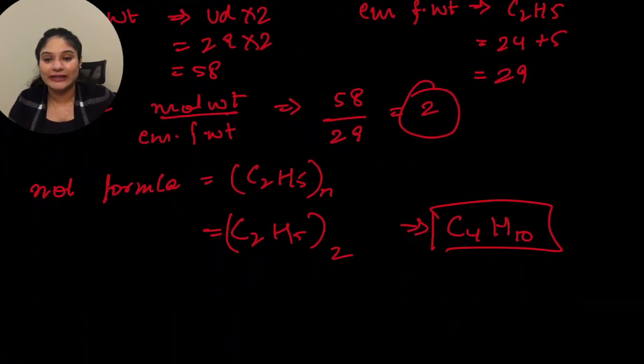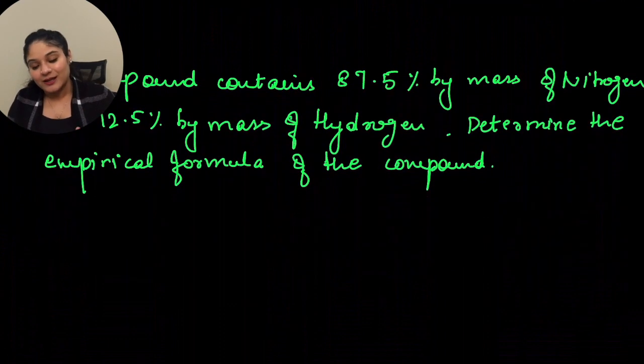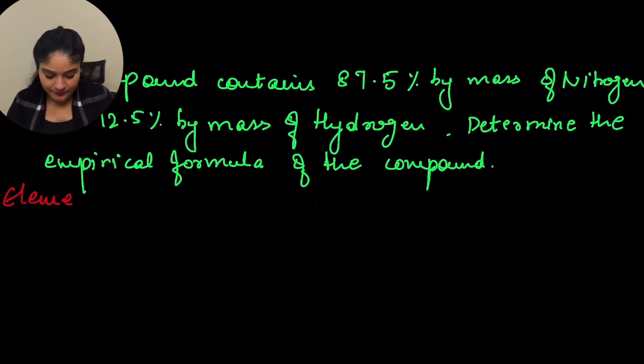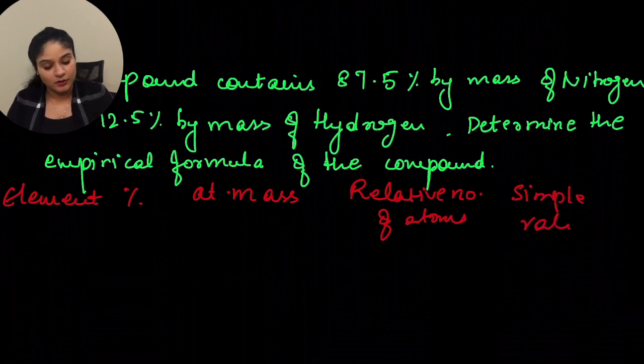Now let's move quickly on to question number 10. A compound contains 87.5% by mass of nitrogen and 12.5% by mass of hydrogen. Determine the empirical formula of the compound. Again, students, we'll start with making the chart. So the first is element, percentage, atomic mass, relative number of atoms, and simple ratio. So let's quickly start with that.